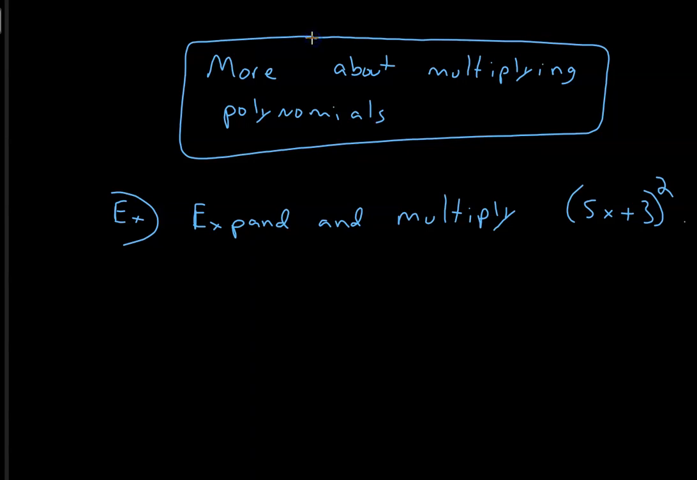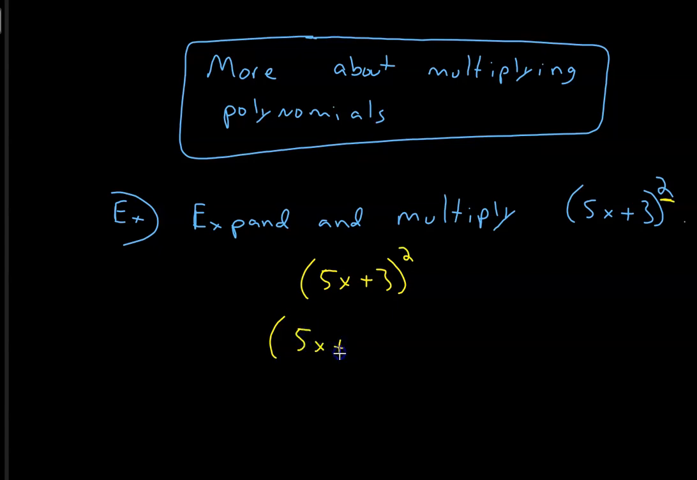All right, so this video is more about multiplying polynomials. First example says expand and multiply (5x + 3) squared. So basically, if I gave you (5x + 3) squared, what you already know is that to square something means to multiply it by itself.